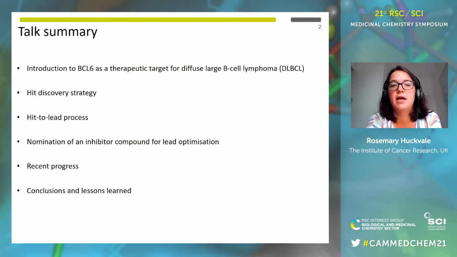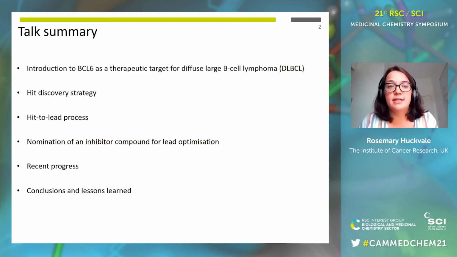for these lymphomas before talking through our hit discovery strategy, a hit to lead process, which culminated in the nomination of an inhibitor for our lead optimization stage. I'll then go through some more recent progress and then have a look back at some conclusions.